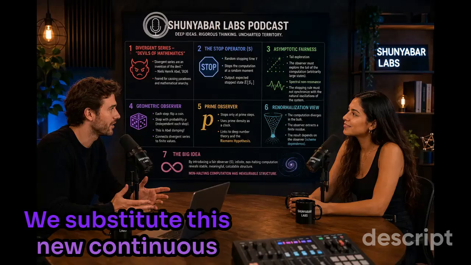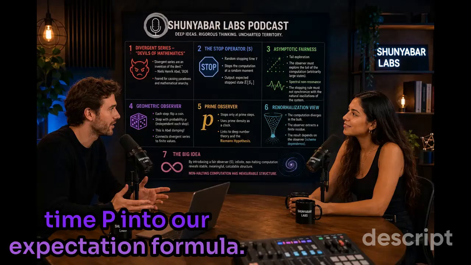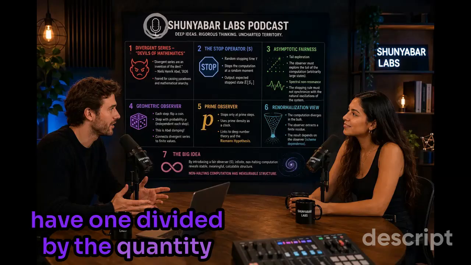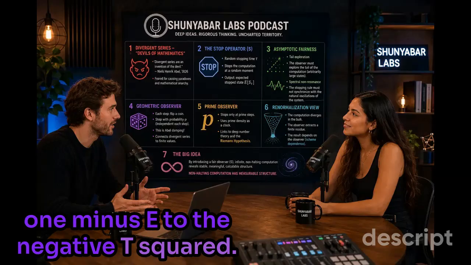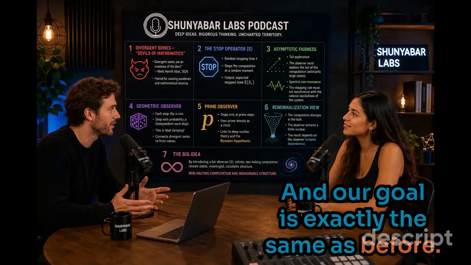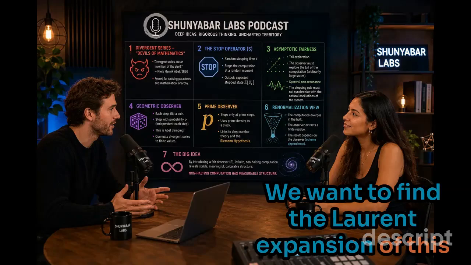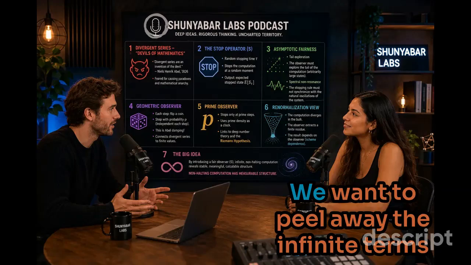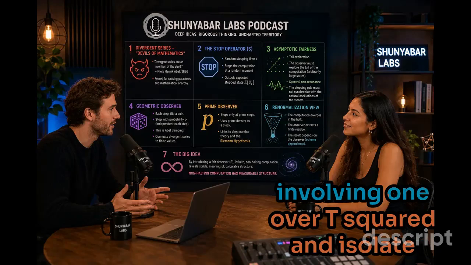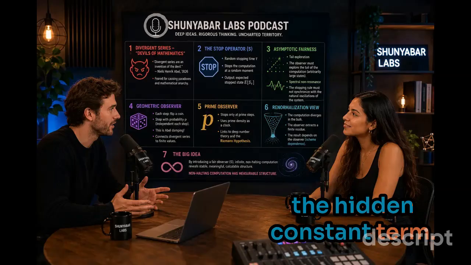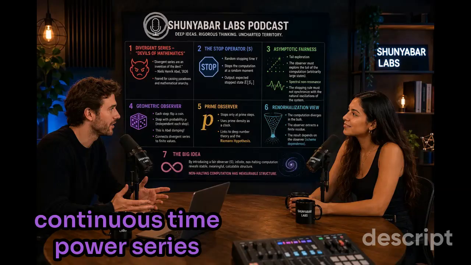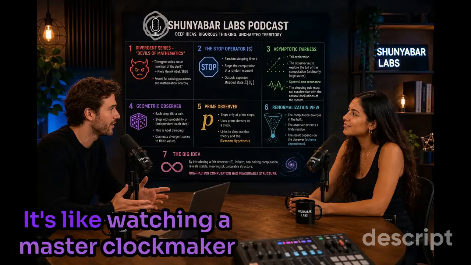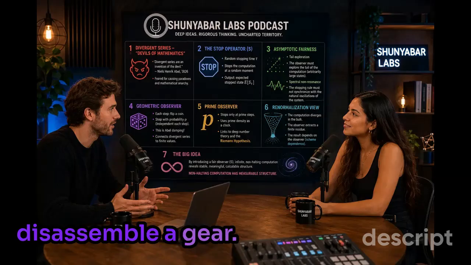We substitute this new continuous time p into our expectation formula. Instead of 1 over p squared, we now have 1 divided by the quantity 1 minus e to the negative t, squared. And our goal is exactly the same as before. We want to find the Laurent expansion of this expectation as our continuous time t shrinks down towards 0. We want to peel away the infinite terms involving 1 over t squared and isolate the hidden constant term. The text works through this continuous time power series division, and the calculus is gorgeous. It's like watching a master clockmaker disassemble a gear.